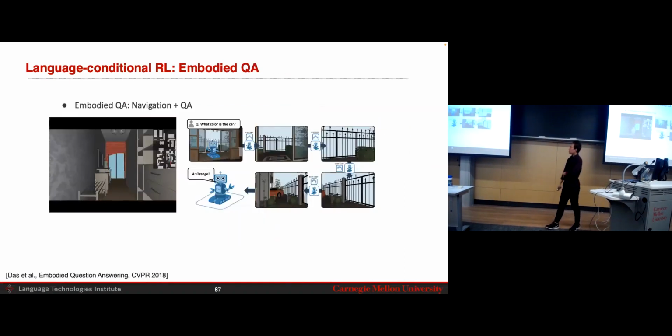Another set of problems is in embodied QA. In this case, you have a robot that's navigating around a house, and you're basically asking the robot a question. The robot has to first identify the particular object you're asking about, for example, the car. So it has to navigate around before answering the question, right? This extends visual question answering, where everything is fully observed, into the embodied case, where you have to do navigation on top of question answering.